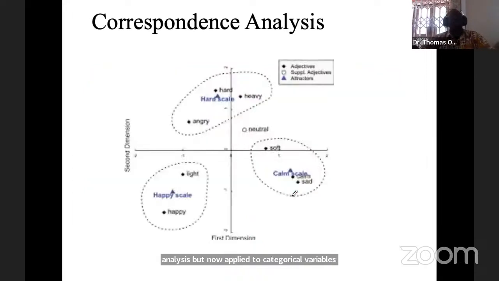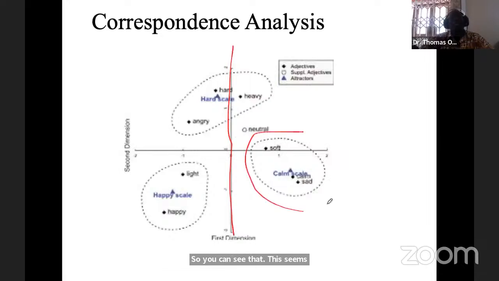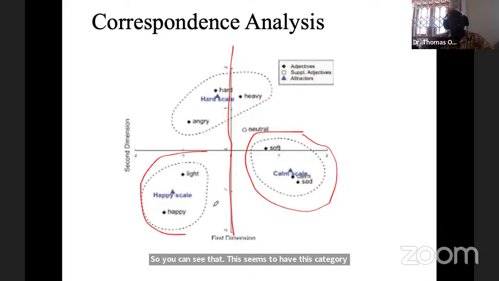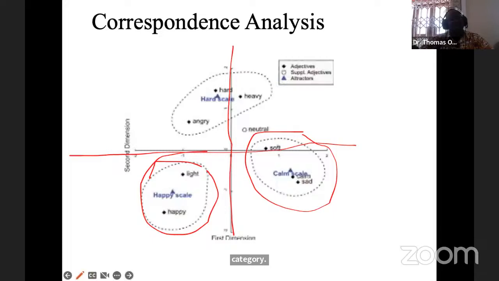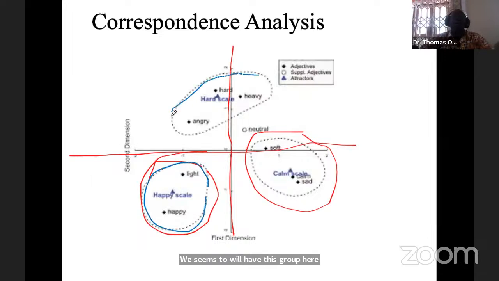It can also be represented in the form of the first dimension versus the second dimension, and so on and so forth. So here, for example, you can have this group versus that. If this is our first dimension, you can see that this seems to have this category versus this category. And then if you go to the second dimension, we seem to have this group here versus the other group here.